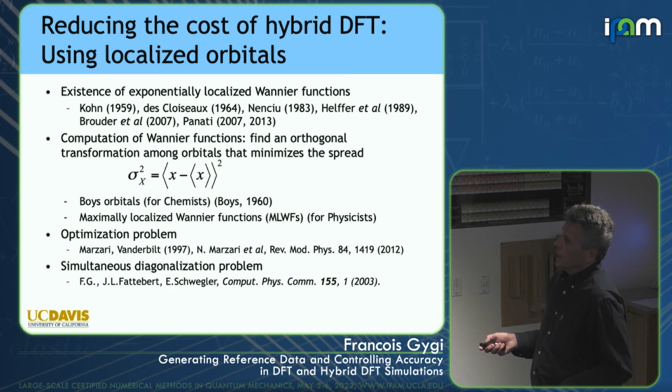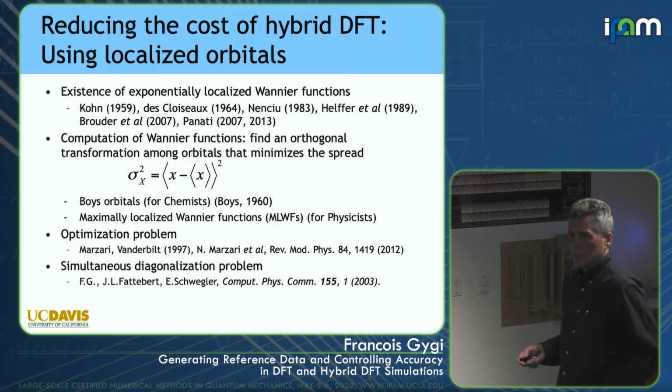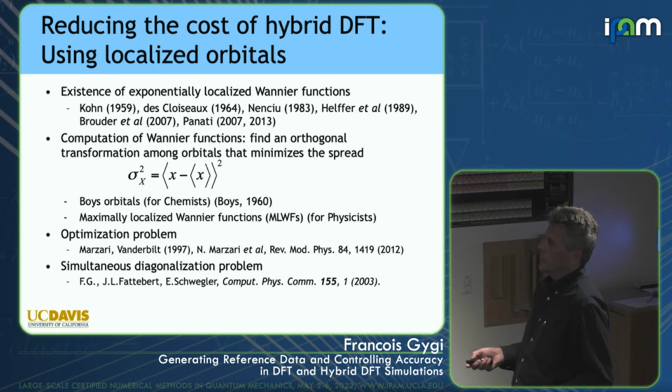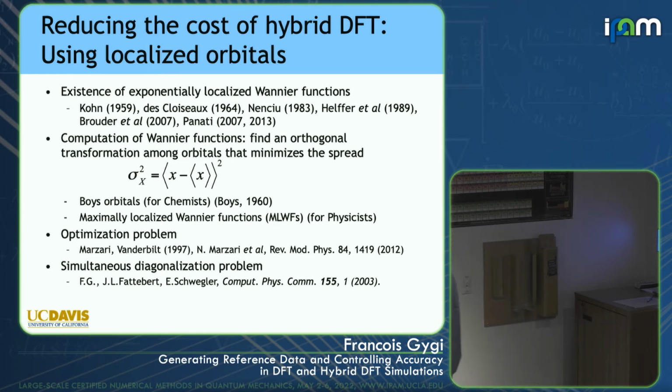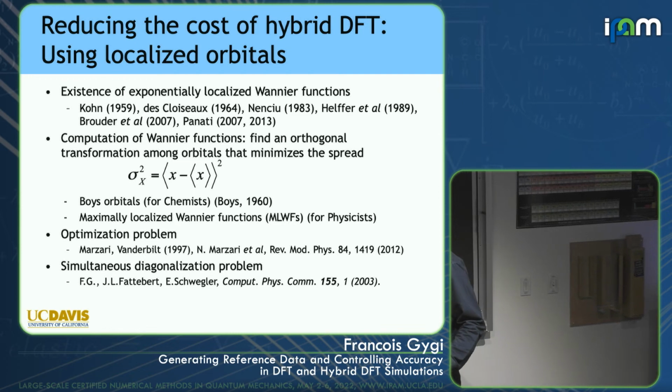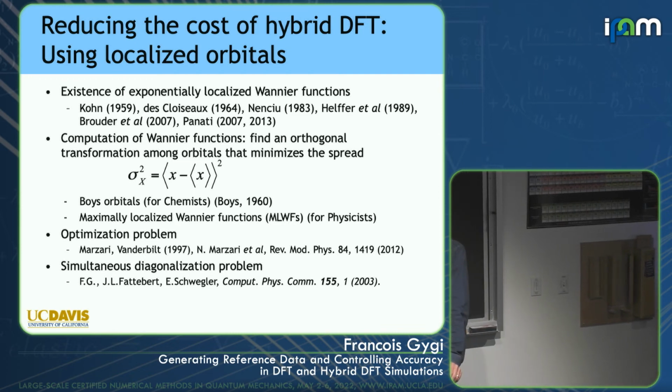The practical approach to that is to try to minimize the spread of a wave function by computing this quantity, the expectation value here of the position operator. And that leads to Boys orbitals for chemists, and the same thing called Wannier functions by physicists. It's been seen both as an optimization problem, minimizing this function here. We showed that you can also look at it as a simultaneous diagonalization problem, which is just a different way to obtain the same thing.